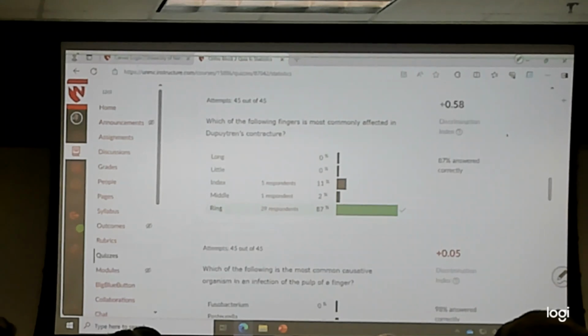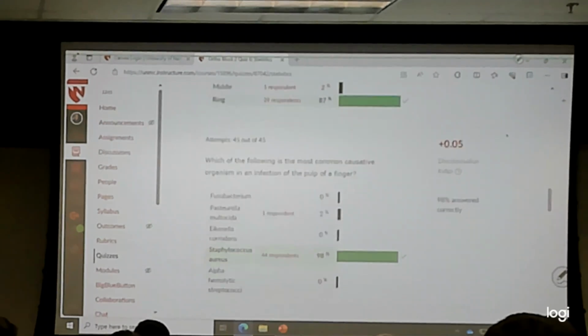Which of the following fingers is most commonly affected in Dupuytren's contracture? Ring. Remember, index is the most protected against this one, so it's the least of them. So it's ring, little, and then middle, thumb, index.